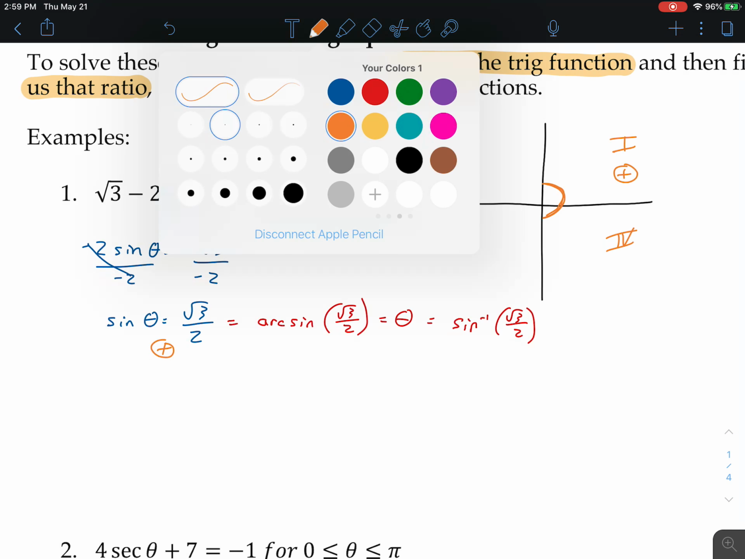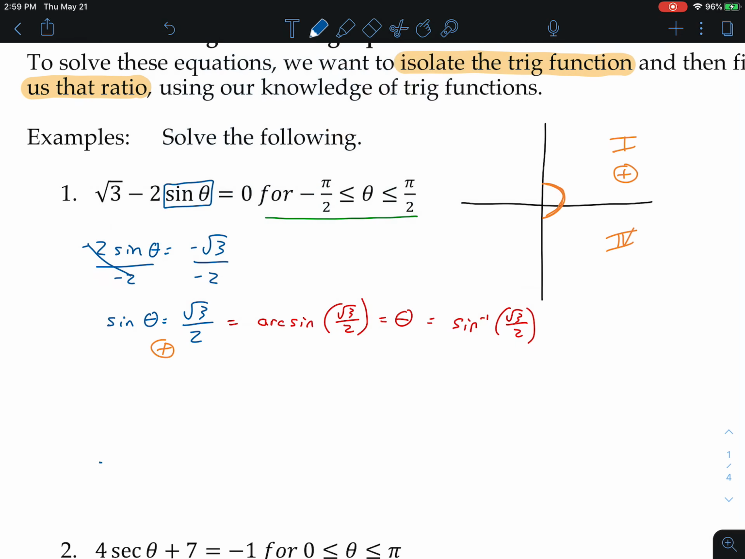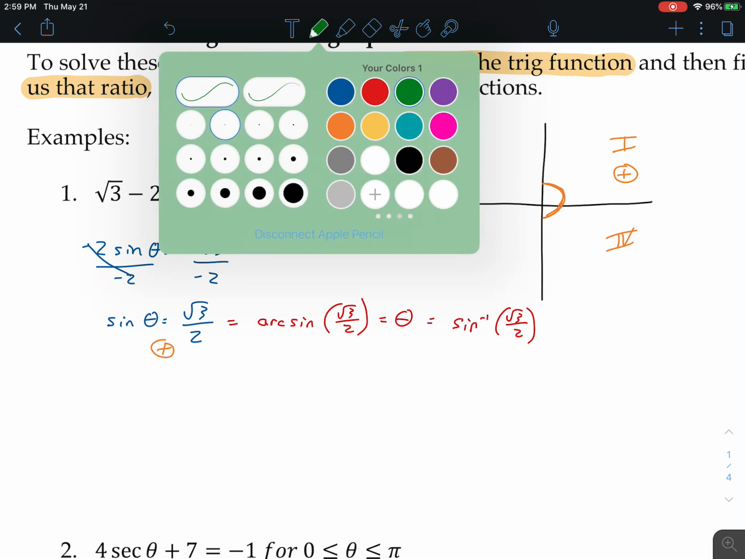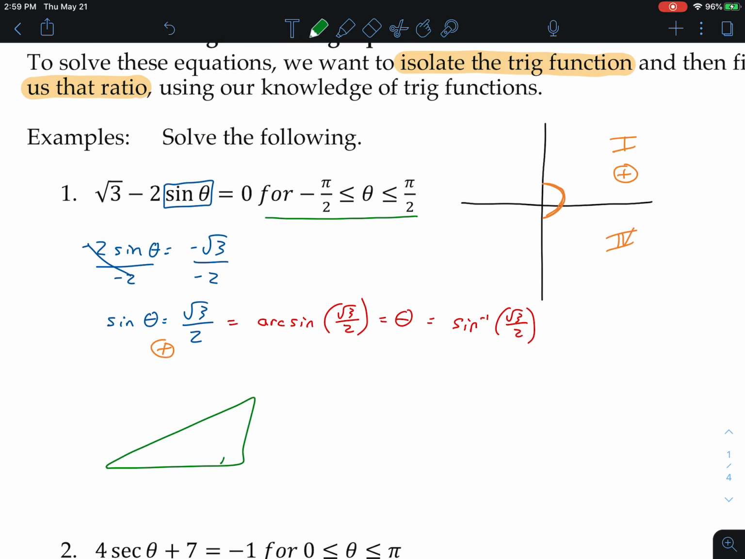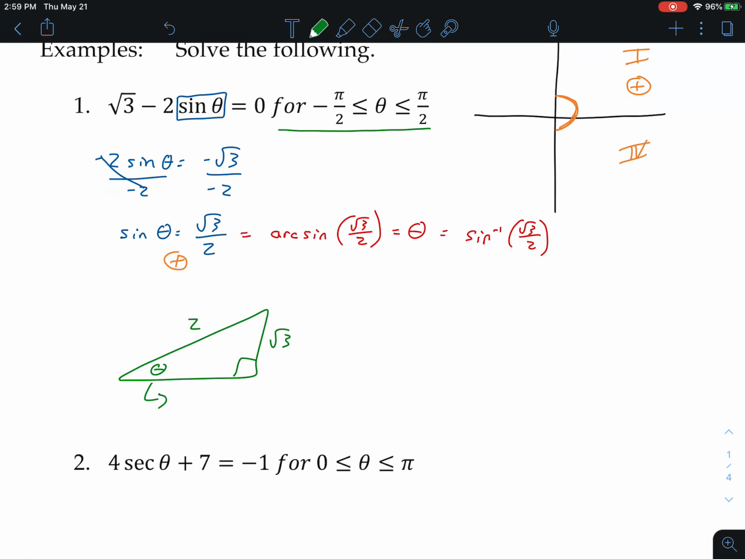So I'm going to draw my little reference triangle in quadrant 1, and it's going to help me know what my angle is. So here's my angle, theta. My opposite, because it's sine, is radical 3. My hypotenuse is 2. Pretty easy at this point to know that's 60 degrees. So 60 degrees is pi over 3, and there is my answer in radians, pi over 3. I'm inside my range, which is good.